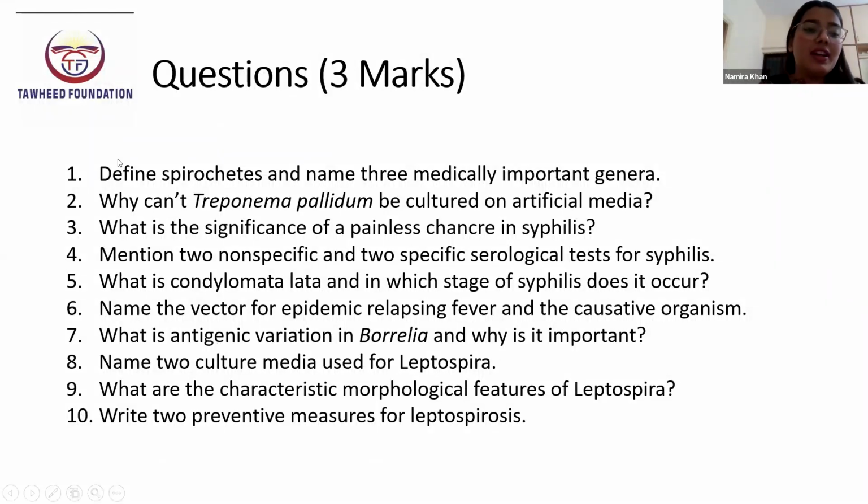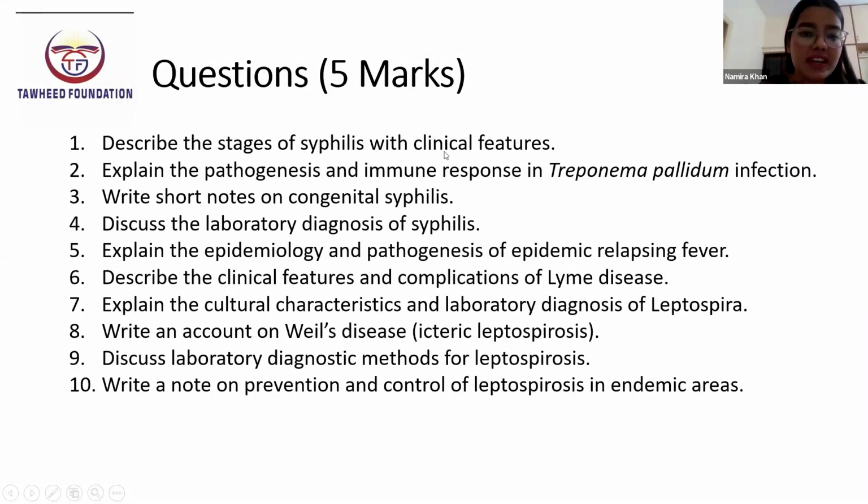For 5 mark questions, first, describe the stages of syphilis with clinical features. Second, explain the pathogenesis and immune response in Treponema pallidum infection. Third, write short notes on congenital syphilis. Fourth, discuss the laboratory diagnosis of syphilis.